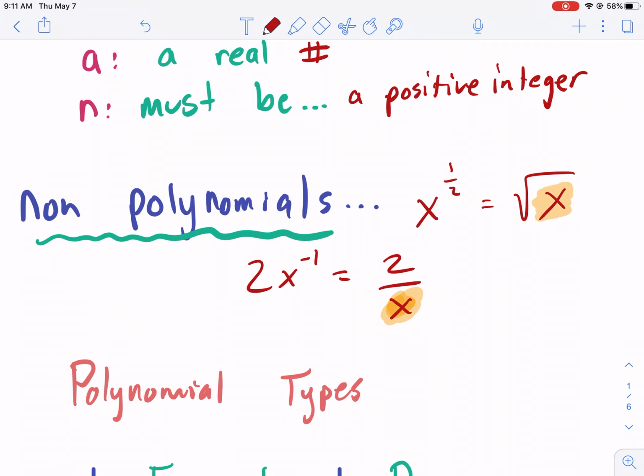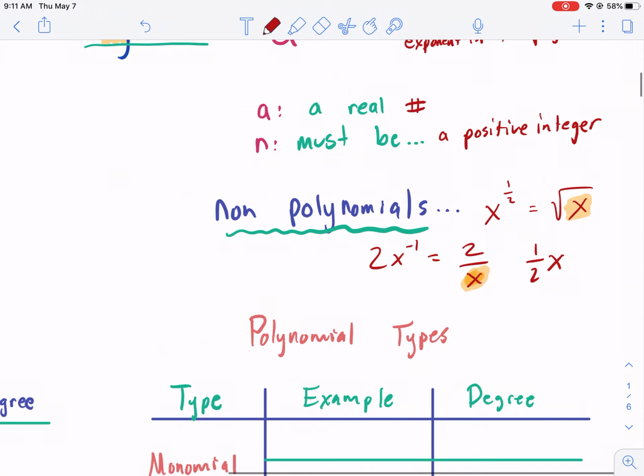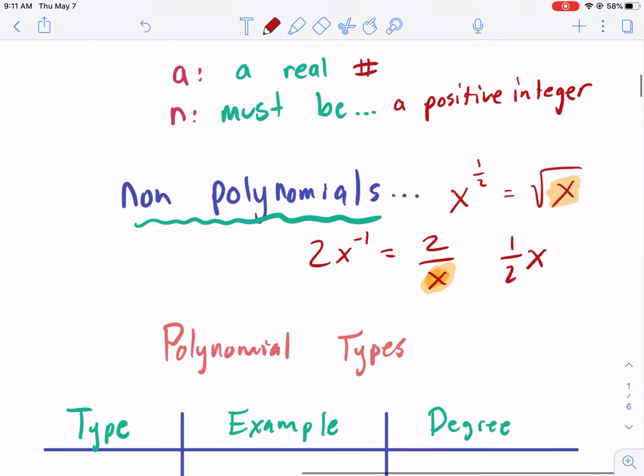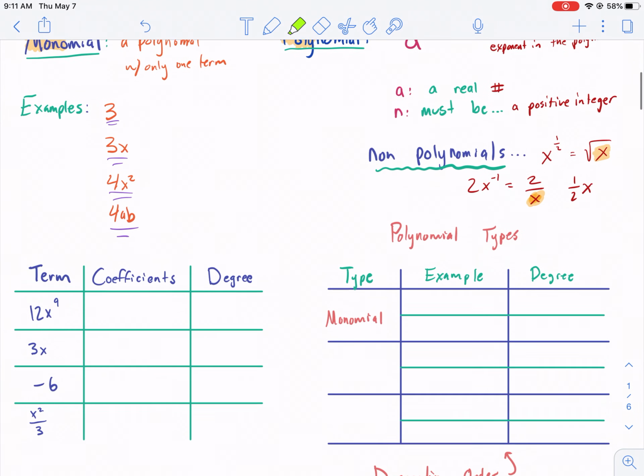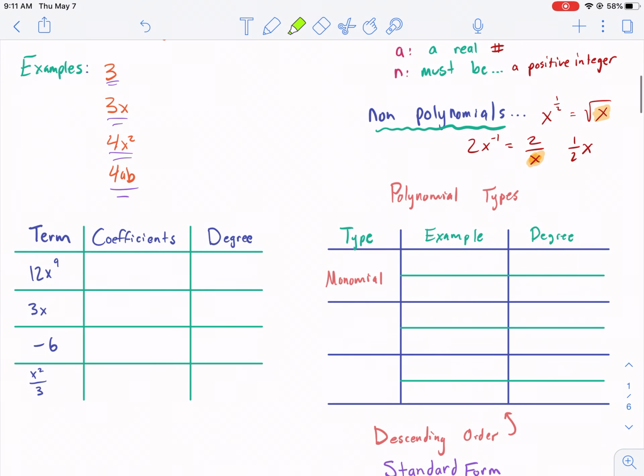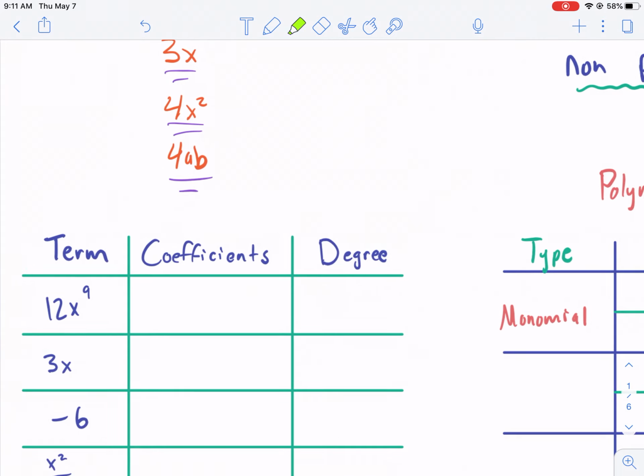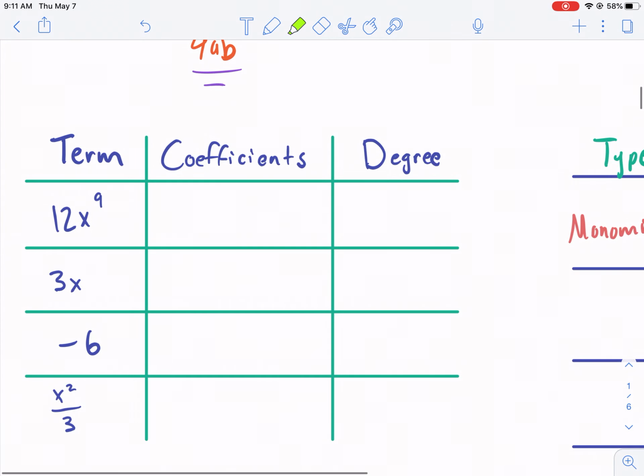Now, it's not to say you can't have fractions. You could have 1/2 times x, and that's a polynomial. You just can't have the degree right here, the power that it's raised by, be something that's a fraction or a negative number. Okay?